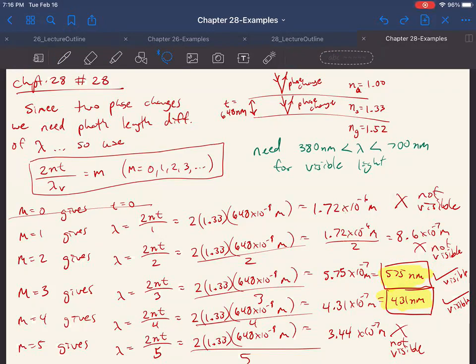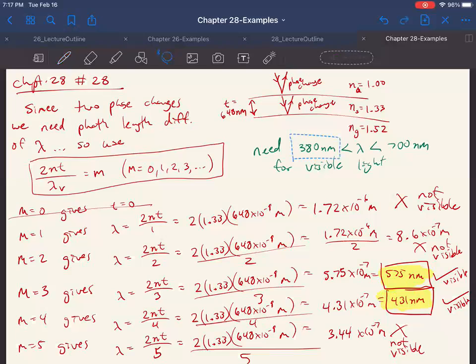Go to m equals 4. And we see that when we divide by 4 this time, we end up with 4.31 times 10 to the negative 7th meters, which is 431 nanometers and is again inside the visible range of light. If we go to m equals 5, we divide by 5. We get 3.44 times 10 to the negative 7th, which would be 344 nanometers for the wavelength, which is less than that 380 up there, which means we are again outside the visible wavelength spectrum.